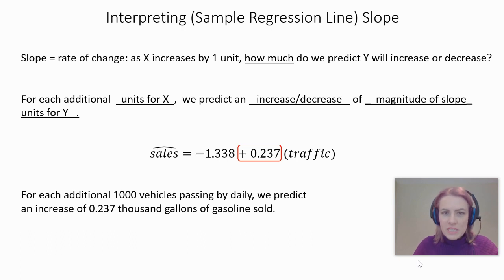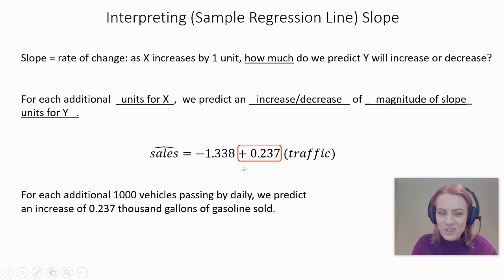So we've looked at slope before, but that was the slope for a sample regression line. So that would be B1 rather than beta 1. So let's just revisit what we learned there. We said that we were going to interpret the sample regression line slope as the rate of change, where as x increases by 1 unit, by how much do we predict y will either increase or decrease?